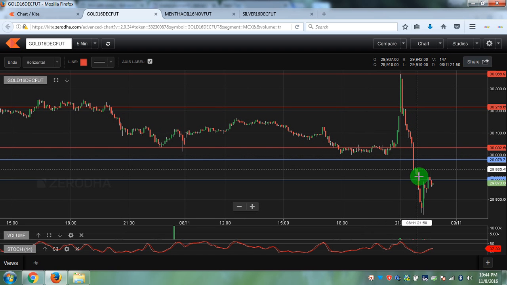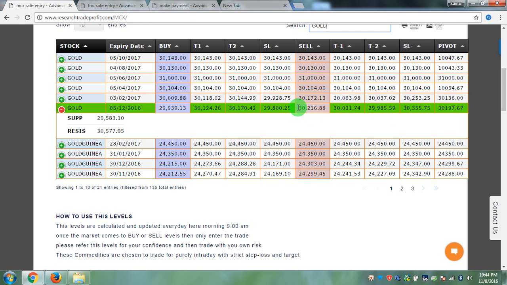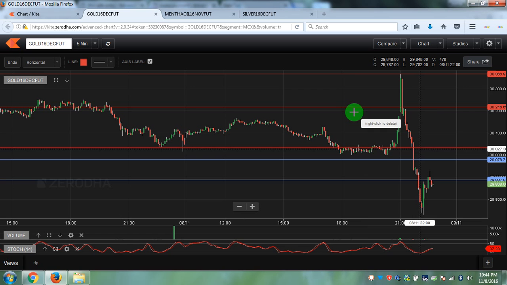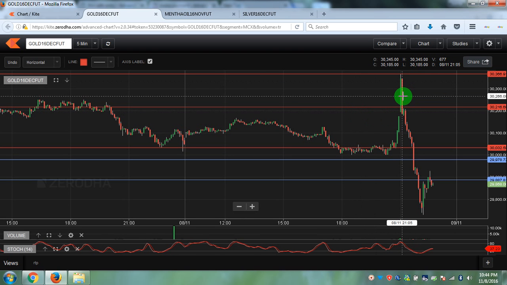It came down suddenly, and the sell call target was at 30,032. The sell call was given at 30,216 and the target was at 30,031, almost a difference of 170 rupees. You can see at 9:05 we got a sell call, and within a few pips, that is 9:40, 35 minutes, gold dropped by 170 points, and our sell call target was done.